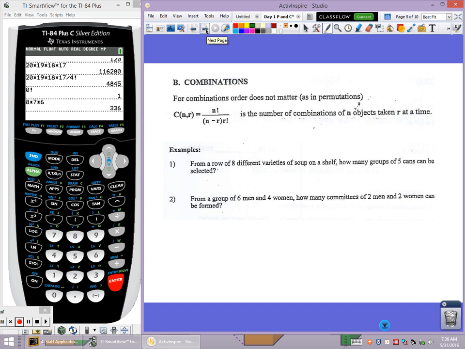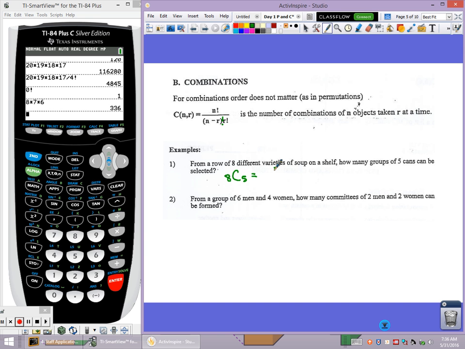So combinations, again, oh gosh, this worksheet has an error on it. There is supposed to be a factorial right there. Okay, so for combinations, the order doesn't matter. It's a group. It's a group of 3 people. From a row of 8 different varieties of soup on a shelf, how many groups of 5 cans can be selected? So here we're talking about 8 choose 5.